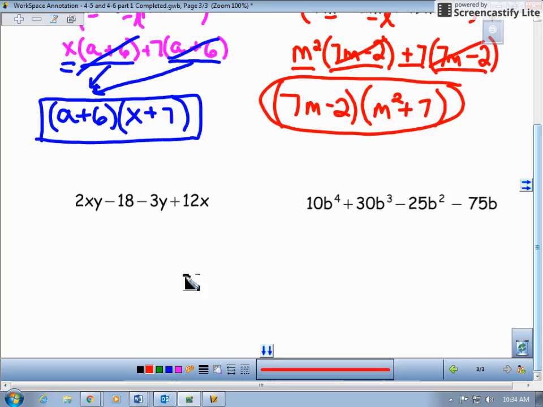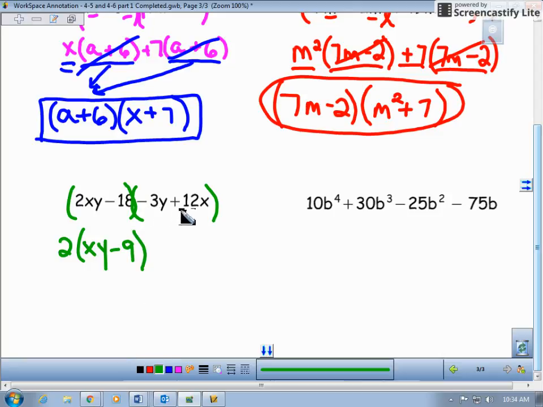Okay, let's look at the last two here. Once again, no common factor here. 3 doesn't go in with the other evens here. So let's go ahead and separate the first two and the last two. I'm going to factor a 2, I think, is all I can factor out of that first one. So that'd be xy minus 9.